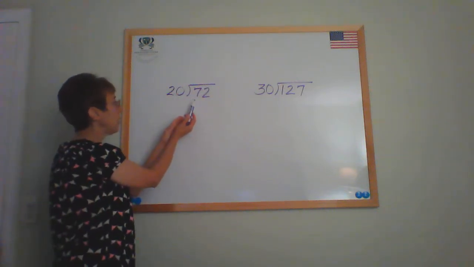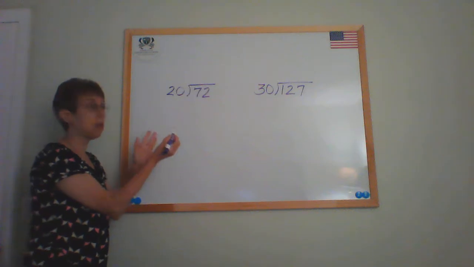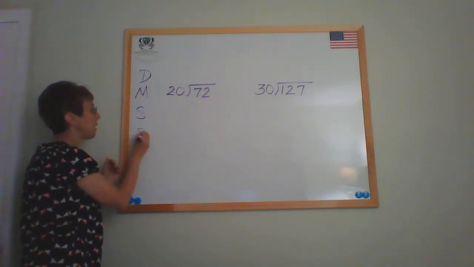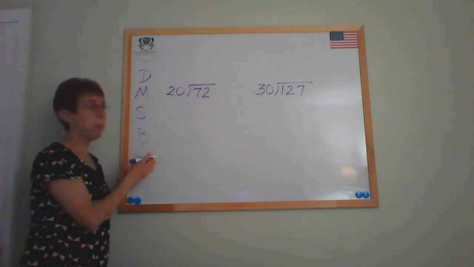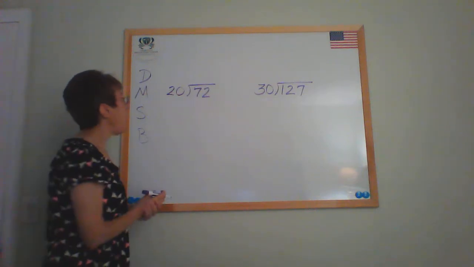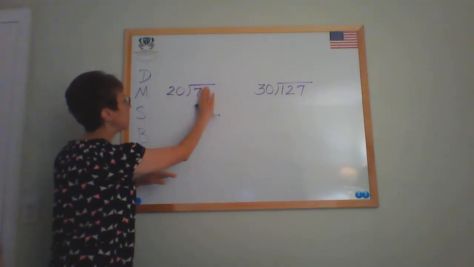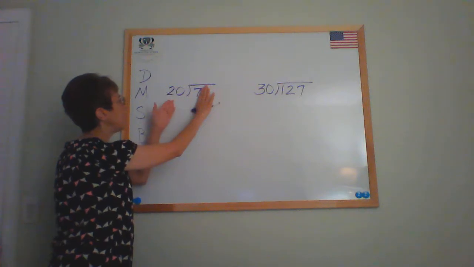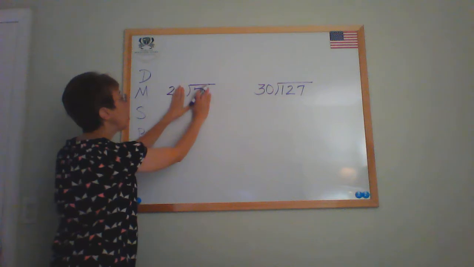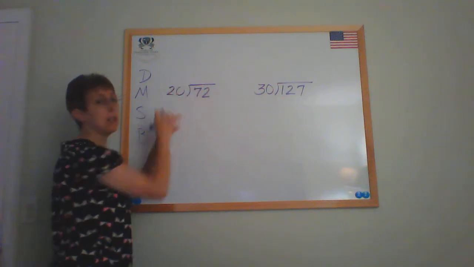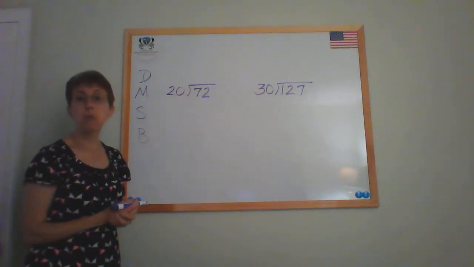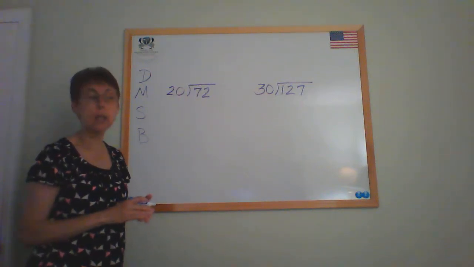When we divide, our steps in dividing are: divide, multiply, subtract, bring down, or bring up if you have a remainder. So here we have 72 divided by 20. You would take a look and say, okay, can I do 7 divided by 20? No, but because it is a multiple of 10, you want to think 7 divided by 2. 7 divided by 2 would be 3 because 3 times 2 is 6.